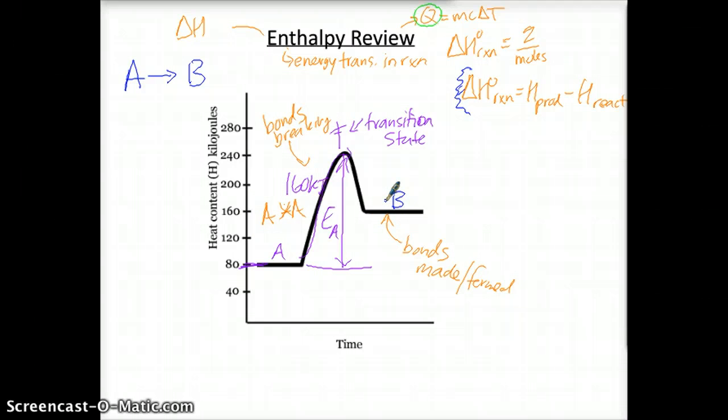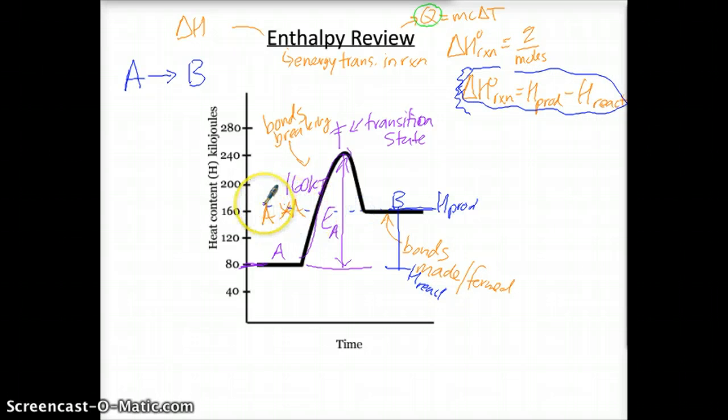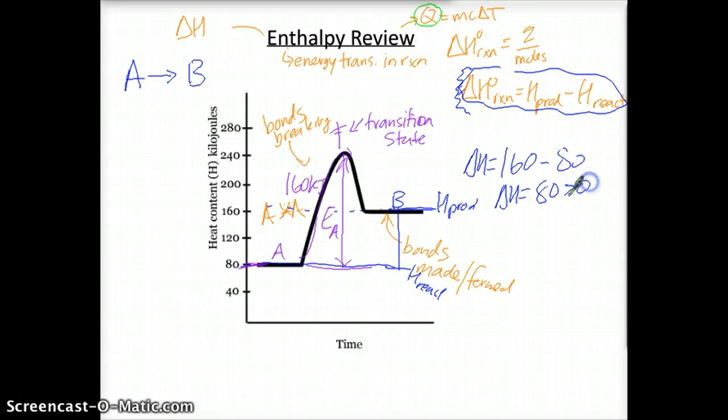Any reaction, like we said, needs energy to start it, but we can also figure out, is it endothermic or exothermic? So here, since the amount of energy that we have at the end, this is H of products, and here's H of reactants, we know based on this relationship we can figure out the delta H. Since H of products is 160 minus H of reactants 80, the delta H of this reaction is positive 80. Since it's greater than 0, that means it's endothermic. Okay? We also know if delta H is less than 0, it's exothermic.